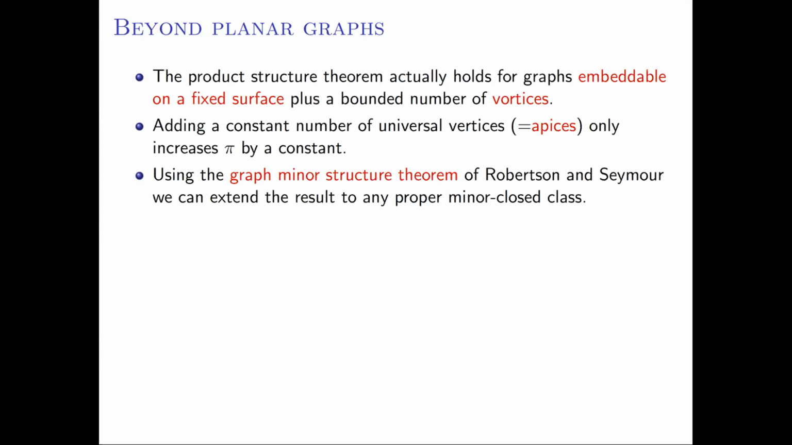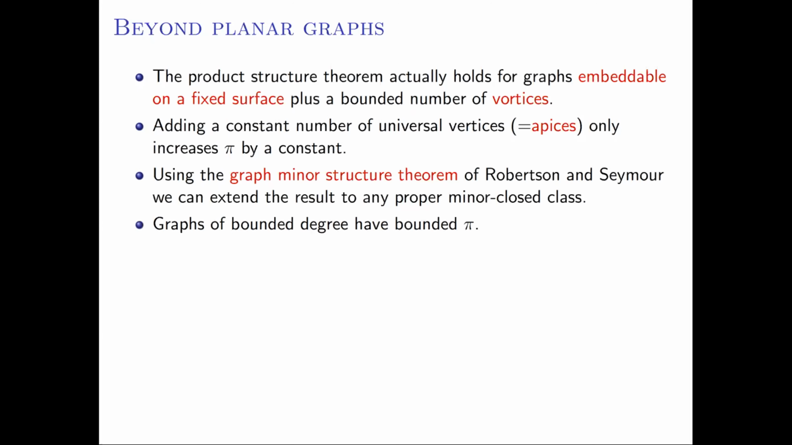So for any proper minor closed class, the non-repetitive chromatic number is bounded. Okay, but again, we need to go further than the product structure theorem to get that. We don't have this for free from the product structure theorem. But this is again not the end of the story.